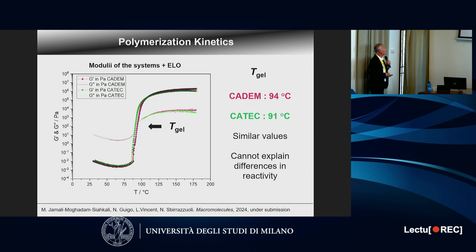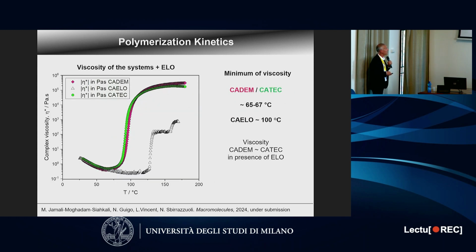So we wanted to find an explanation of the difference in reactivity, for instance, between one of the systems, DEM, and the Catech one, which is very different. So we made rheological measurements. We looked at the Tgel, the temperature at gel point, and we have similar values. So this is not an explanation. Then we looked at the viscosity, and we determined the minimum of viscosity.